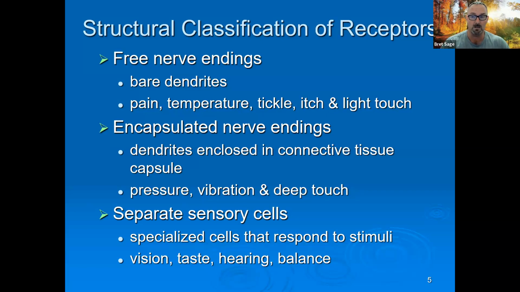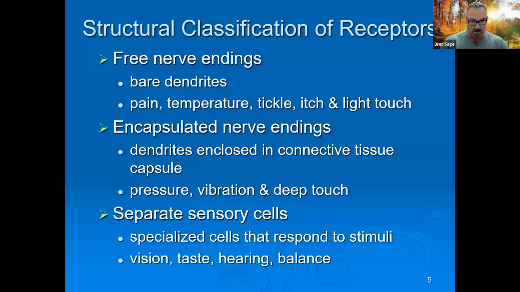Some types of light touch do have encapsulated nerve endings or specialized receptors. More commonly, encapsulated nerve endings are found where dendrites are enclosed in a connective tissue capsule. And why would you do this? Why would the body have this? This is to reduce the sensitivity so that things like pressure, vibration, and deep touch are sensed, whereas light touch would be left to a different type of receptor.